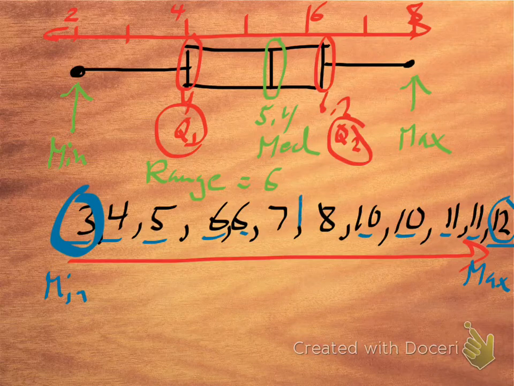So the median would be right here in the middle. The median is right between 7 and 8. Add them together and divide by 2, or just realize that the median is 7.5. All right, now I'm going to take all the numbers on the left.